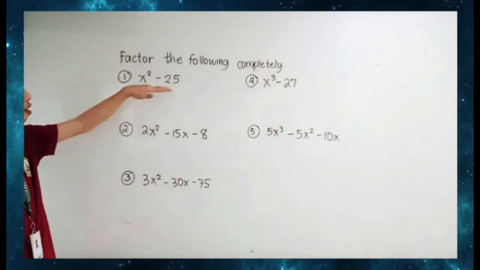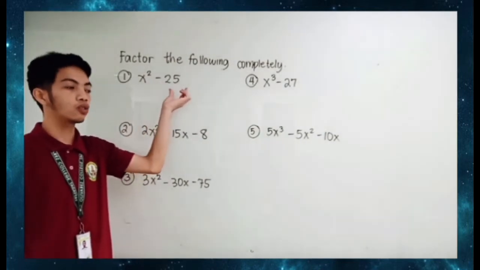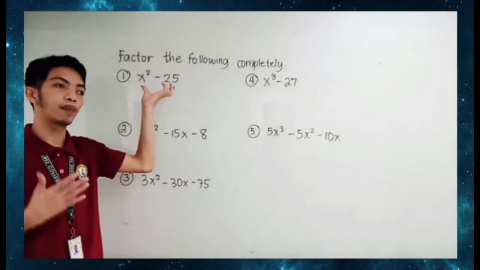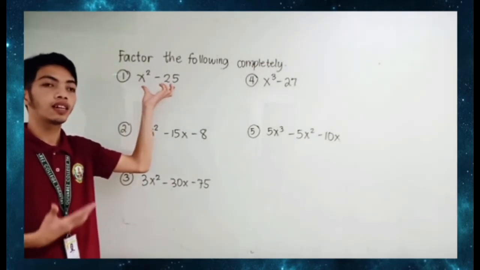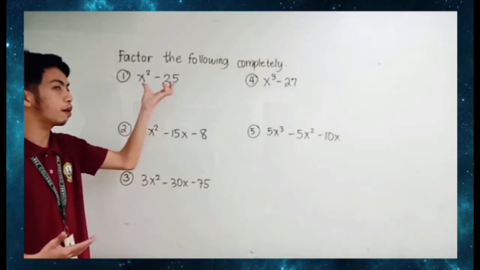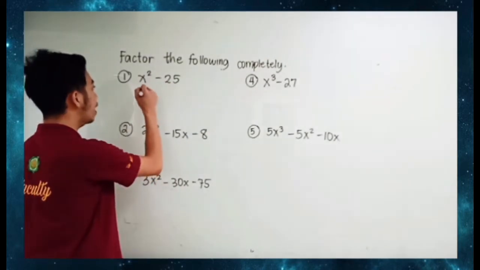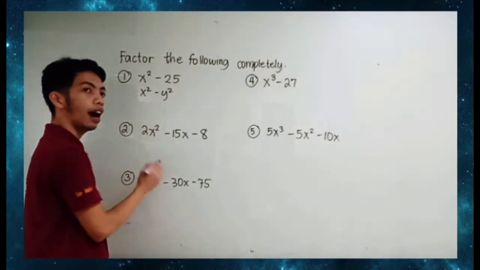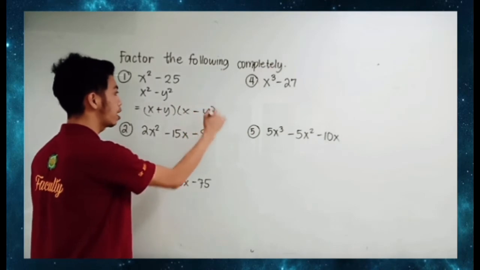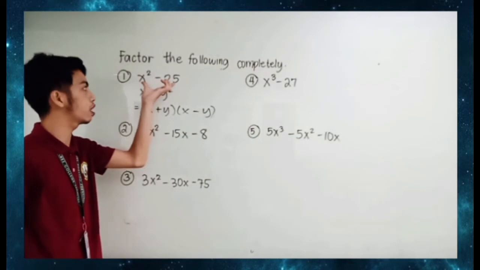Okay, so let's take a look at this number 1. In number 1, we have x squared minus 25. So, if we see x squared minus 25, it is pasok dun sa ating rule na sum and difference of 2 squares. So, ibig sabihin, kapag meron tayong difference of 2 squares, so let's say if we have x squared minus y squared, ang factor niya ay x plus y times x minus y. So, ito yung gagamitin natin to factor this x squared minus 25.